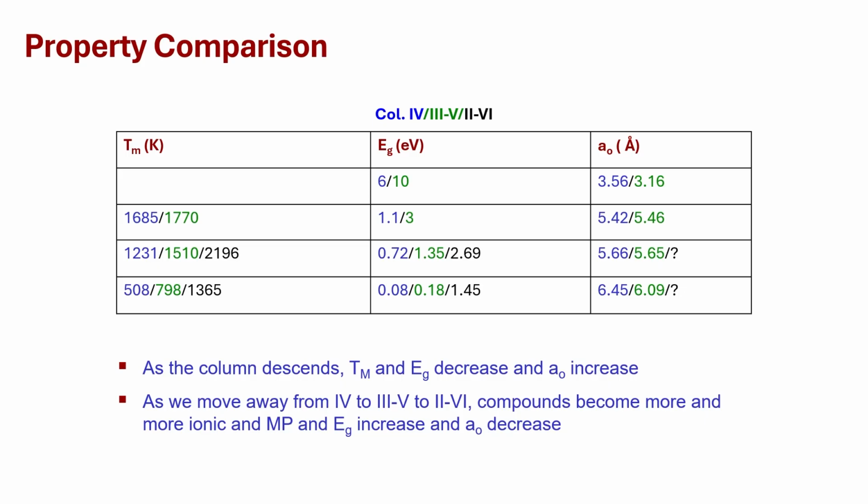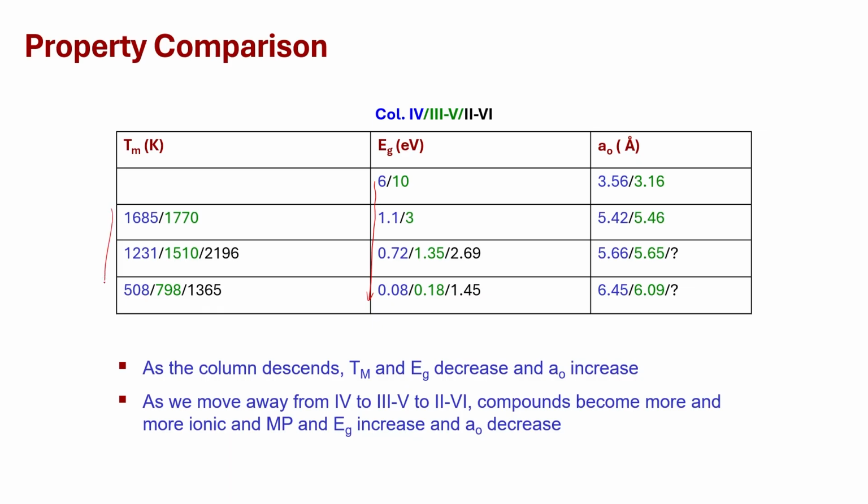And as you move away from group 4 to group 3,5 to group 2,6, you can see that. So here you can see, for example, for group 4, the blue ones, as you go down from diamond to silicon to germanium, the band gap has dropped significantly.